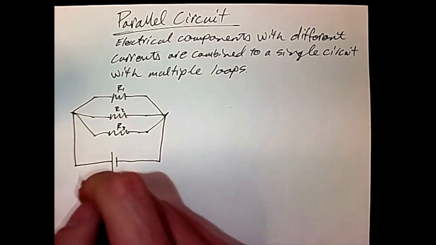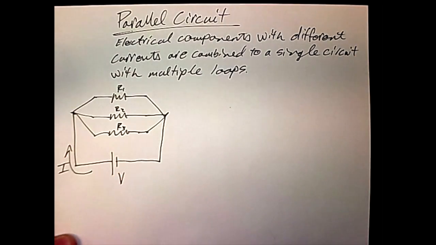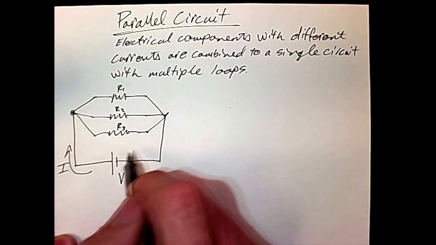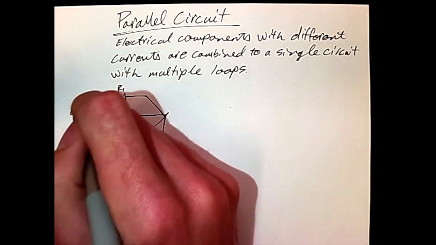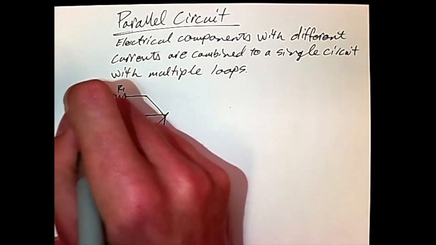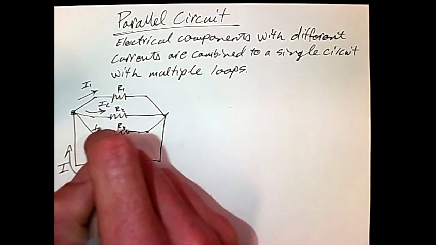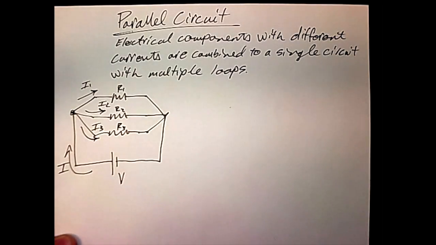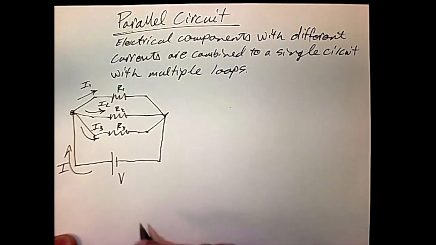And what you have is an overall current coming out of the battery, but then at this junction we have it dividing amongst the resistors. In this case, if R1, R2, and R3 are all equal, then we would imagine that I1, I2, and I3 would all equal one another. However, this doesn't necessarily have to be the case if R1, R2, and R3 do change.